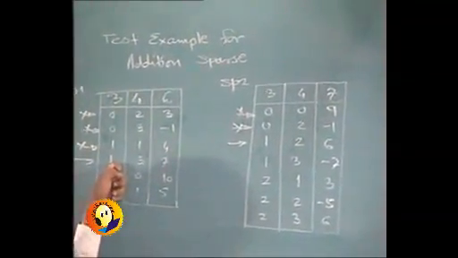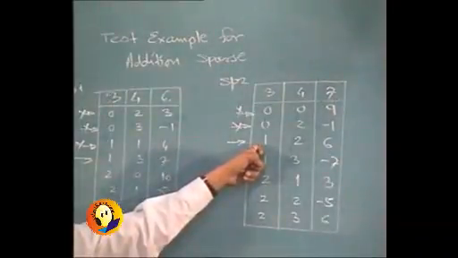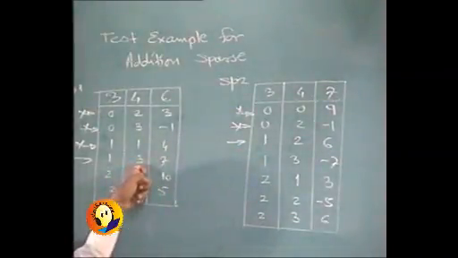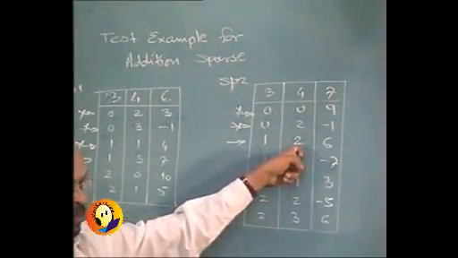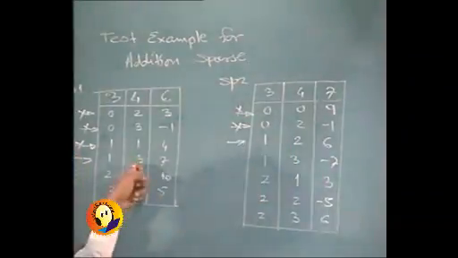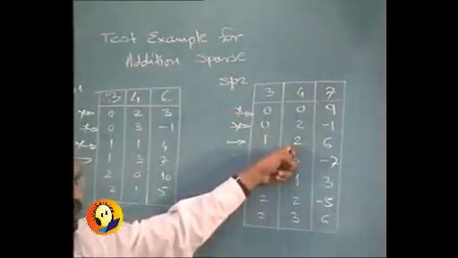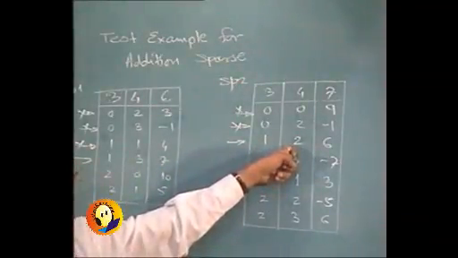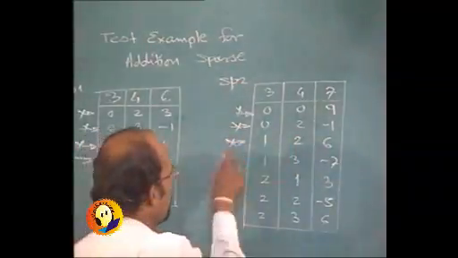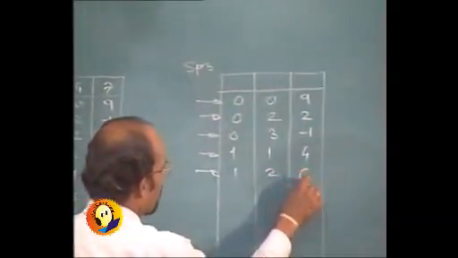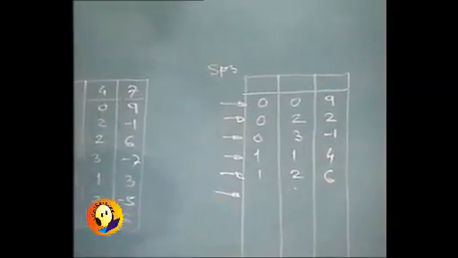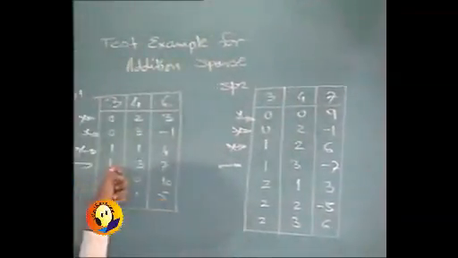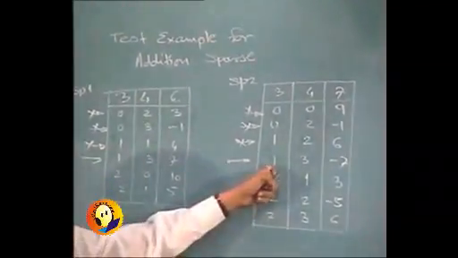sp1[k1].row equal to sp2[k2].row? Yes. sp1[k1].column equal to sp2[k2].column? No. sp1[k2].row less than sp2[k2].row? No. Copy element from sp2, 1, 2, 6. Increment k3.